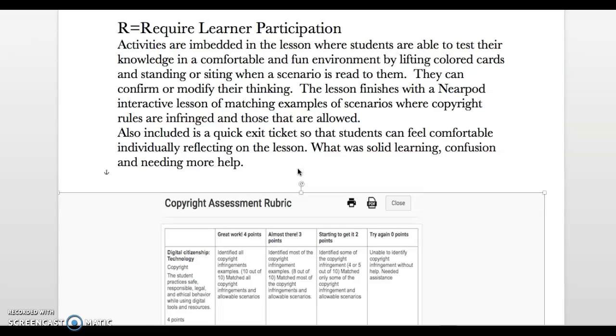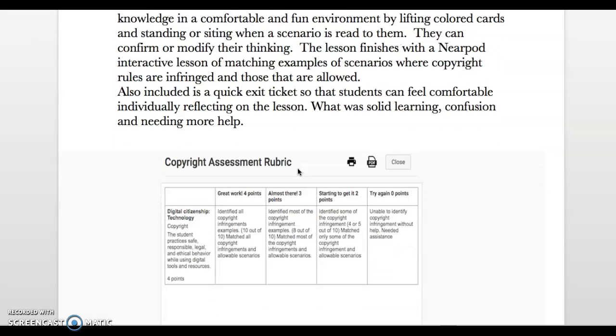I also included a quick exit ticket so that the students can feel comfortable individually reflecting on the lesson on a post-it note. I want to know what was solid learning, what was confusing to them, and where they're still going to need help.